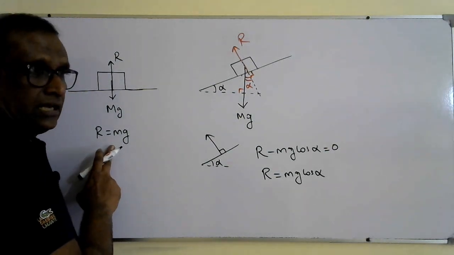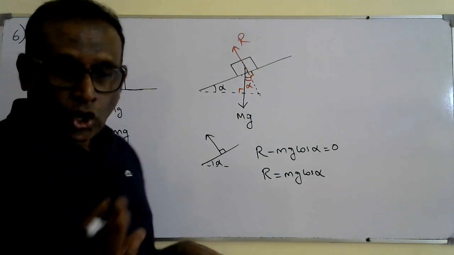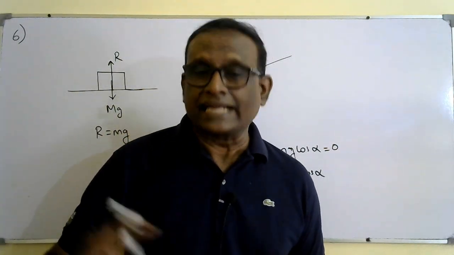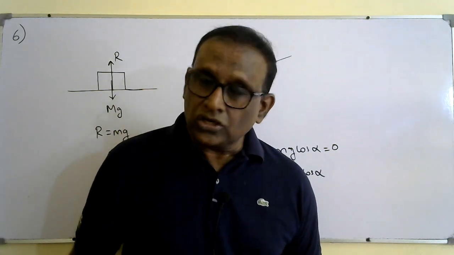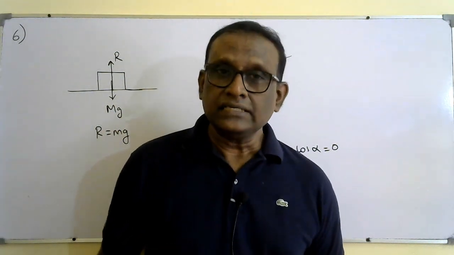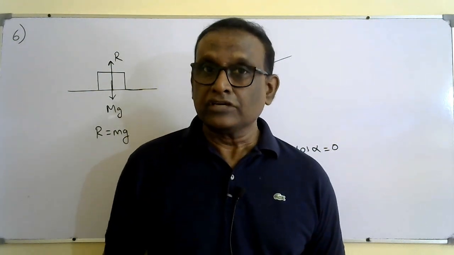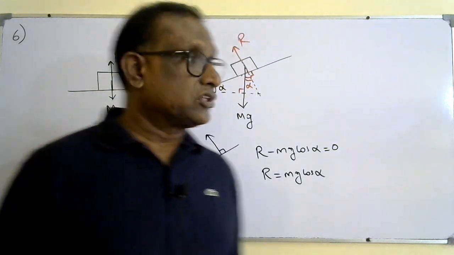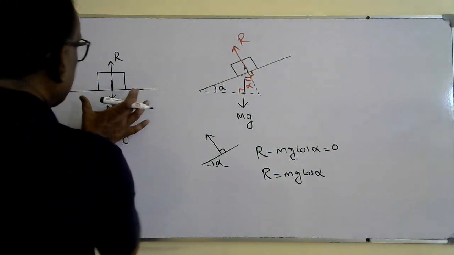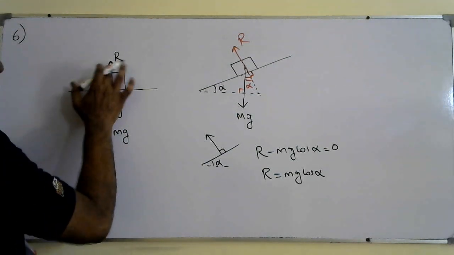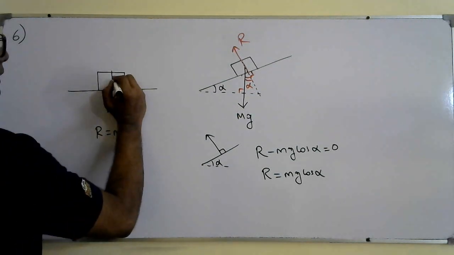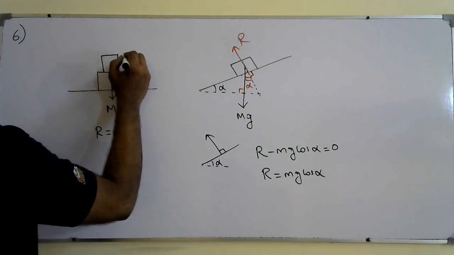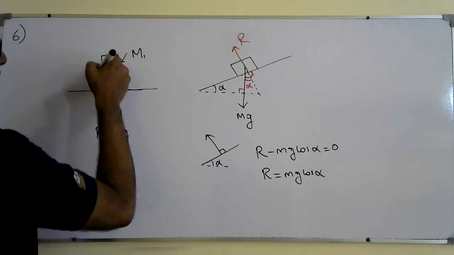Here it is mg. So remember that the normal reaction also varies depending on the orientation of the contact surface. Not only that, the normal reaction could vary depending on the forces acting on the object, the additional forces or additional weights acting on the object. Say for example, imagine on this surface, this box has mass capital M. We are keeping another box on top of it which has mass m1.